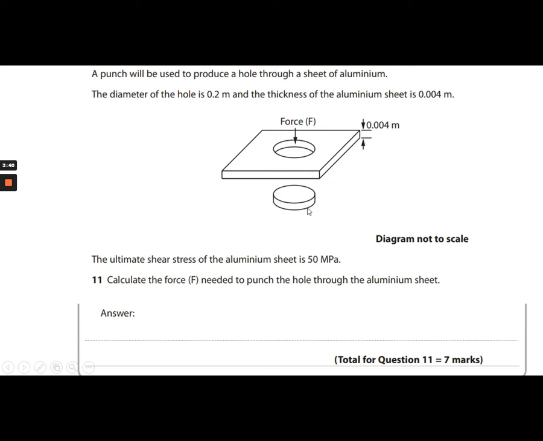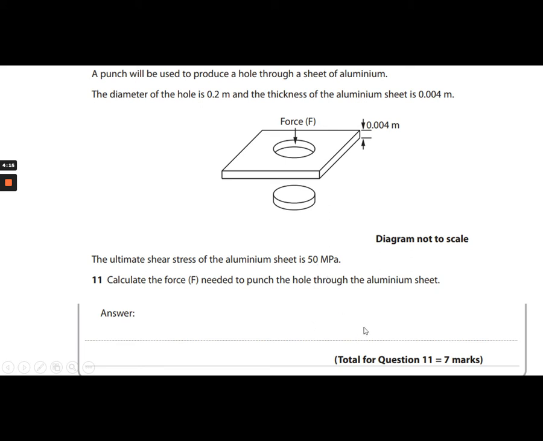So how would we work that out? You would get the circumference of the circle and then multiply that by the depth of it. The circumference is 2 pi r. There's your diameter, so the radius is 0.1 meters. So 2 times pi times 0.1 gives you the circumference, multiply it by the depth, and that gives you your area. And then you multiply it by the shear stress, and that will give you the force.